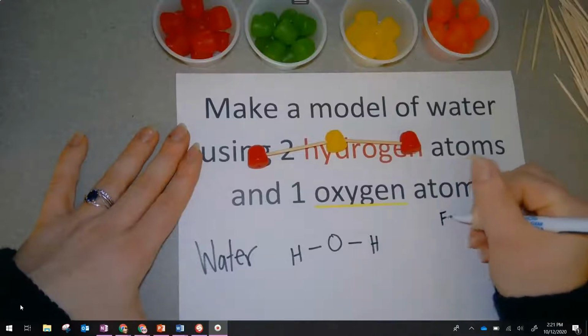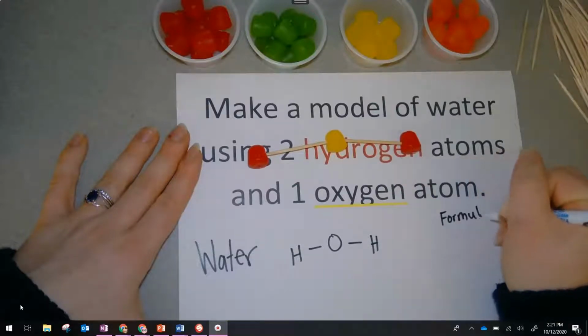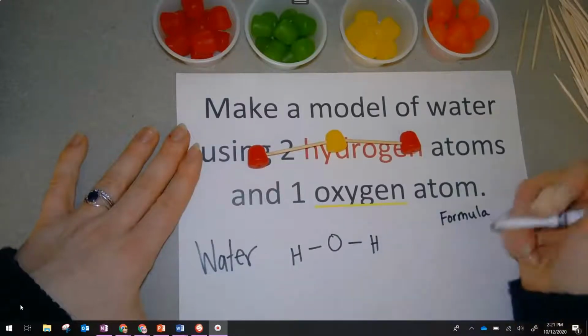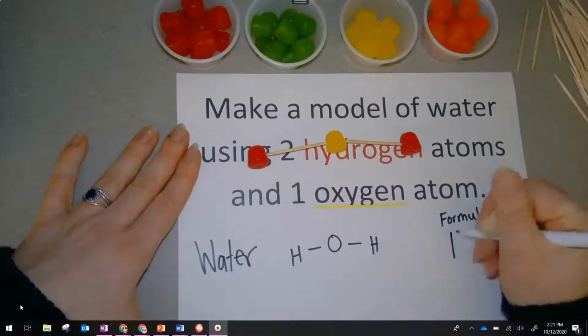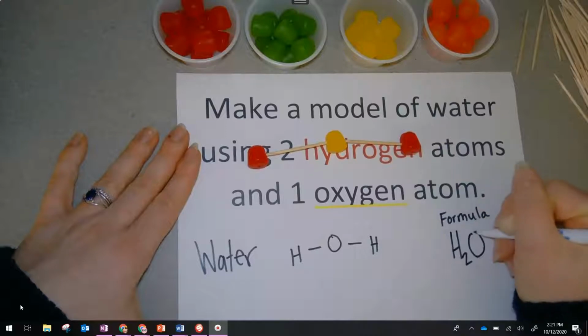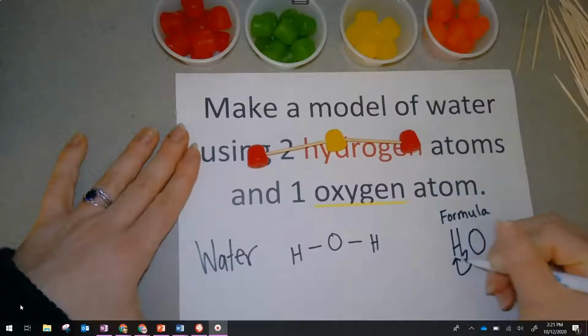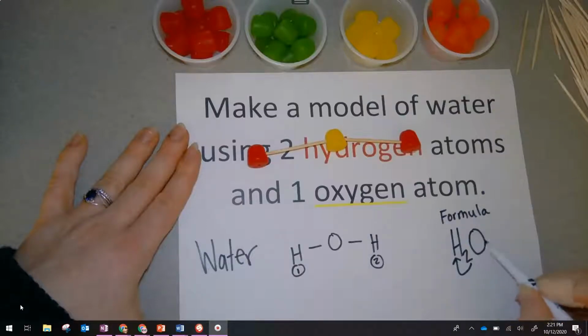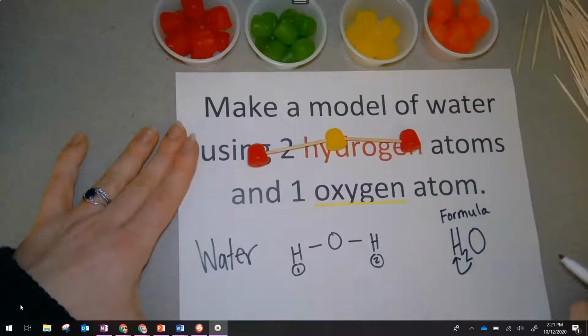And the formula is what the element symbols are put together to look like. And for water, you've probably seen this before, is H2O. The 2 refers to the hydrogens. So you can see that there's 1, 2 atoms. So that 2 refers to the H. And then there's that 1 oxygen. So this is the formula. H2O is the formula for water.